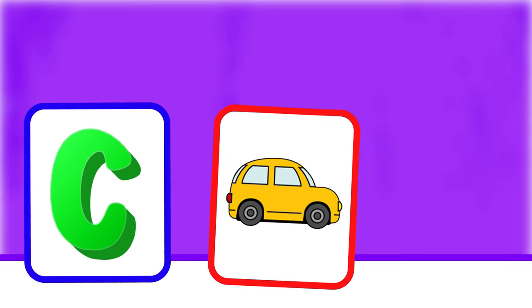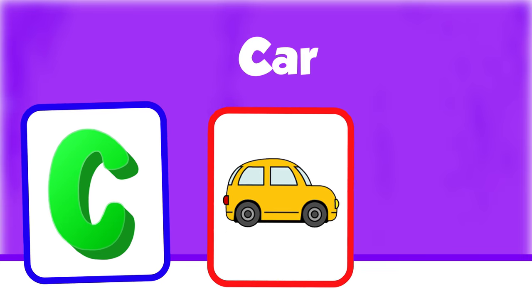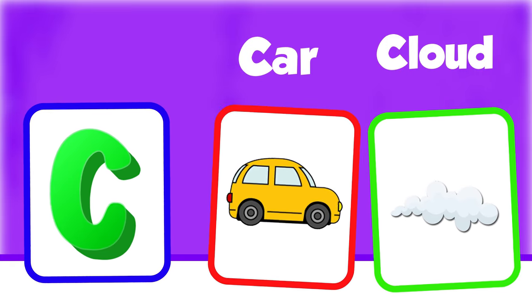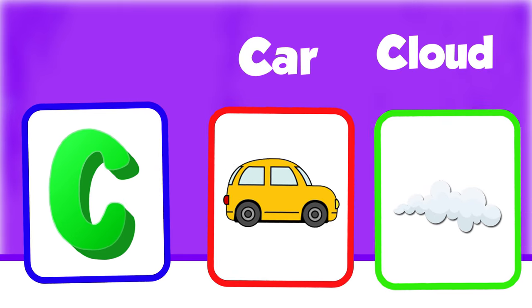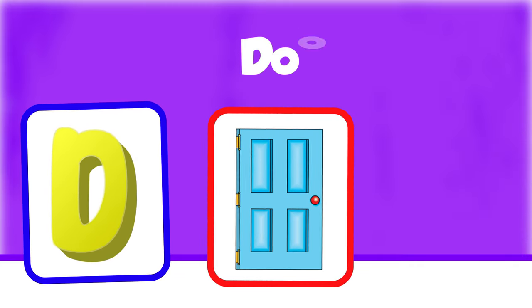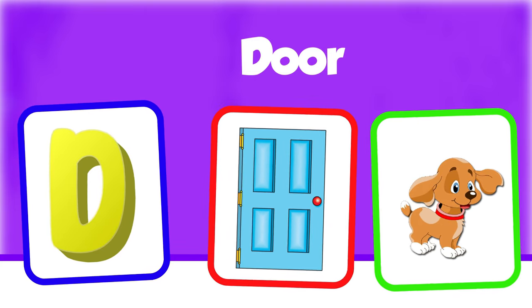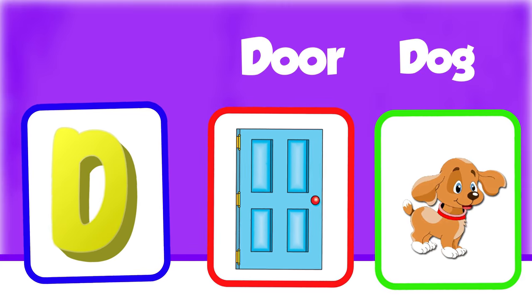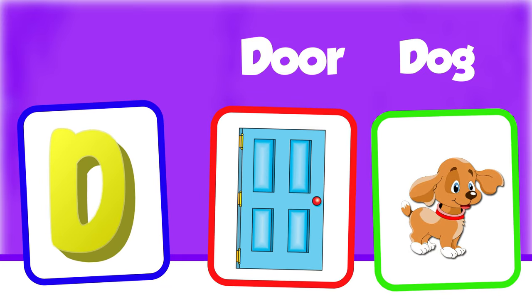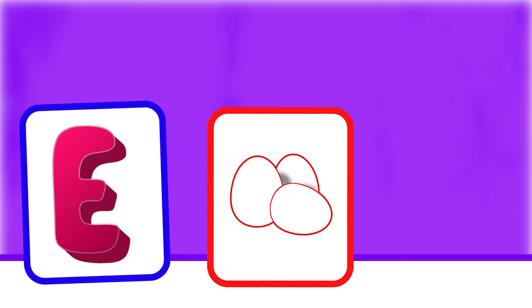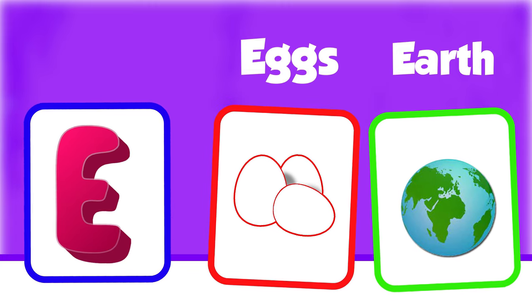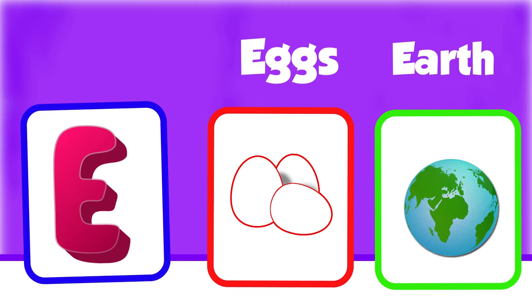C is for car. C, c, car. C is for cloud. C, c, cloud. D is for door. D, d, door. D is for dog. D, d, dog. E is for eggs. E, e, eggs. E is for earth. E, e, earth.